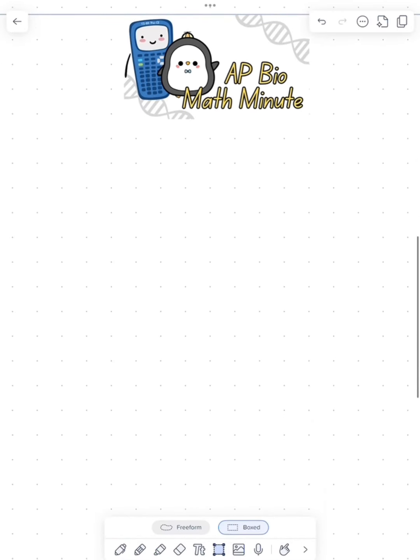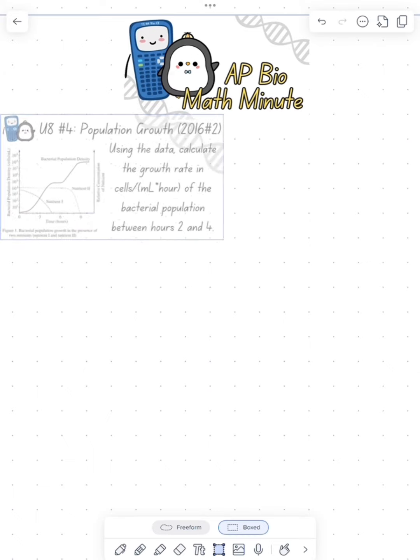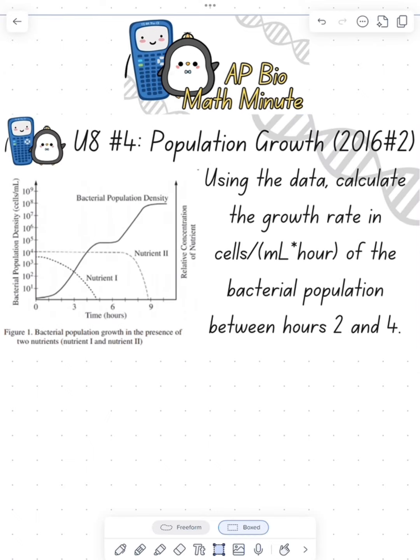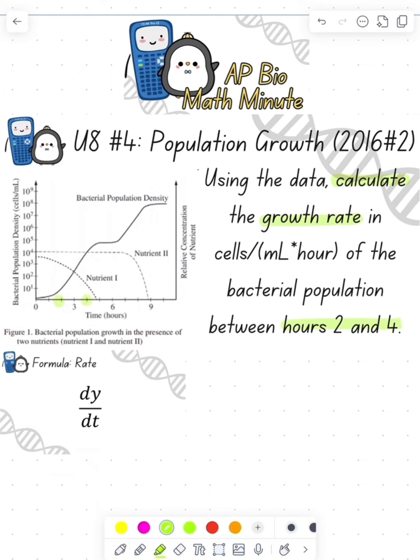So the second question is asking us to figure out the rate that we're going to see between hours 2 and 4. So the equation we're going to use for this is dy over dt, or the change in y over the change in x. Let's look at what two coordinates we're looking at. So 2 and 4. Let's draw a line from the x and the y so we can figure out exactly what those coordinates are. So we see that we have 2, 10, and then 4, 10 to the 4th power.